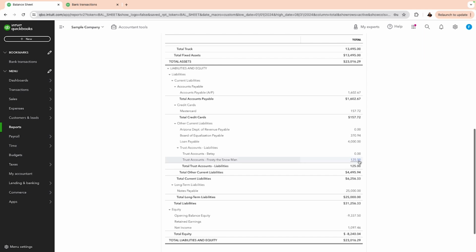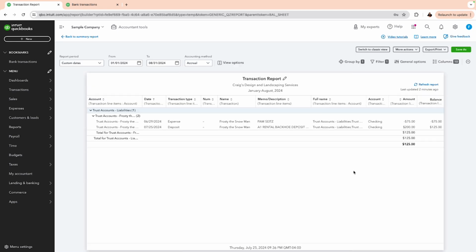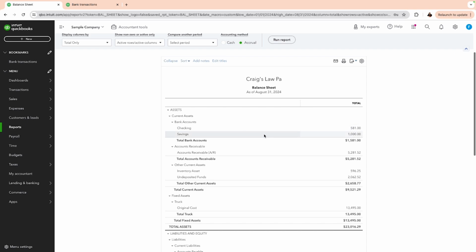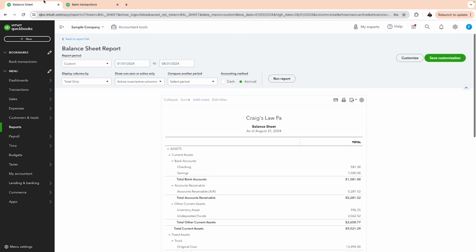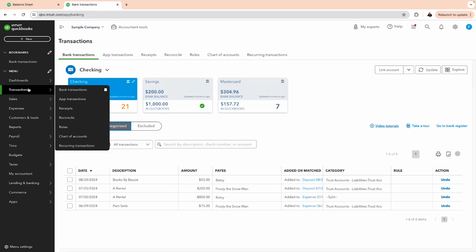So let's take a look at Frosty the Snowman, and because this is just a simple account, it's not QuickBooks, it's just a simple account. So you see that there was a deposit for $200, and then $75 turned into income. So we remove it from the trust liability, and we recorded from the checking account as income. So if we go to the profit and loss, you're gonna see it as income now.